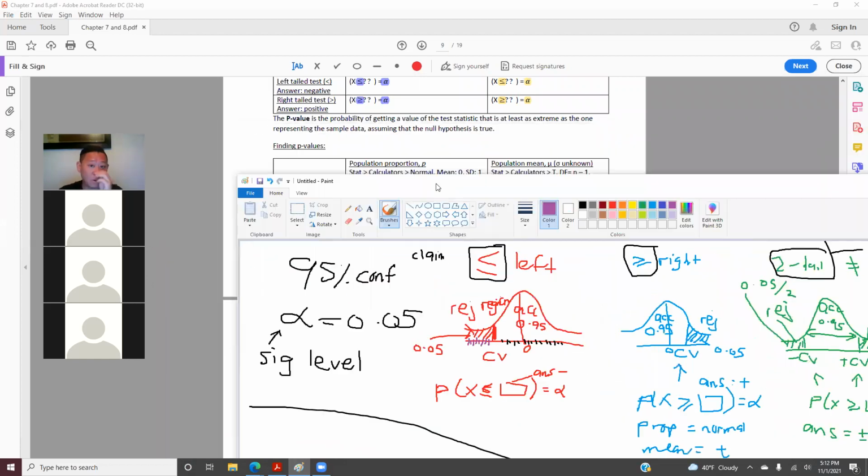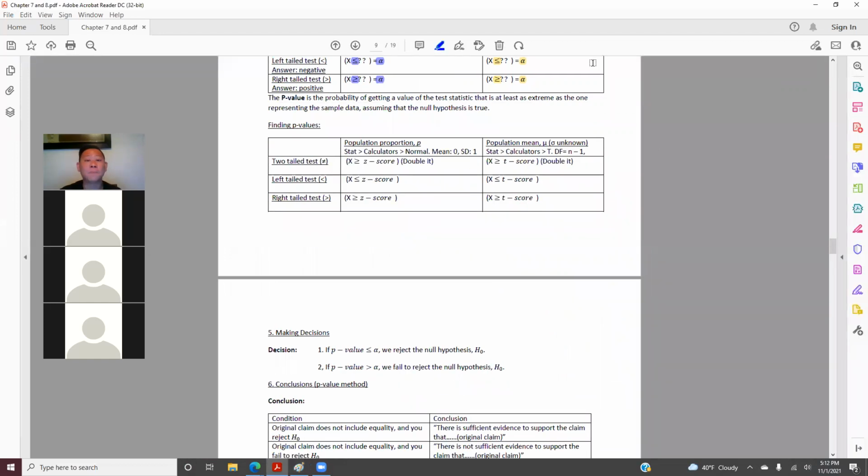There is also another way we can do this. It's called the p-value. The p-value is the probability of getting a test statistic as extreme as the one representing the data, assuming that the null hypothesis is true. So what is a p-value? It's the probability of getting this test statistic, or one even more extreme.